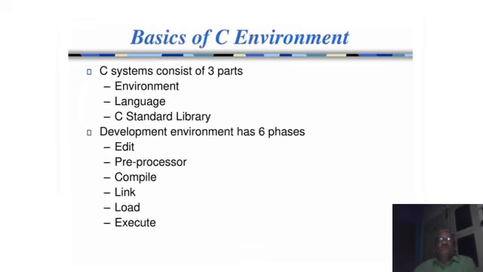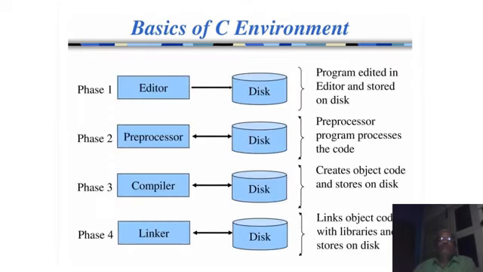Right. So what is the environment of C? Let us discuss this. A C system consists of three parts. The first is the environment, then the language, and the C standard library. The development environment has 6 phases. So what is meant by development environment? Let me discuss. It involves editing, a preprocessor, then we need to compile, then it has to be linked, then it has to be loaded, and finally the executable environment.